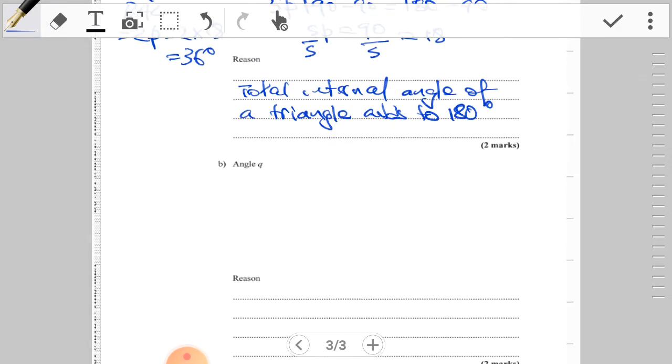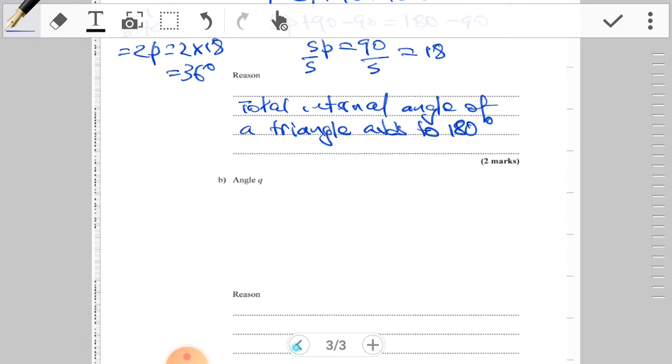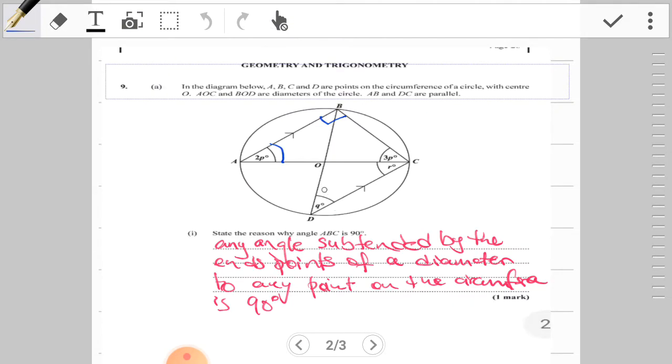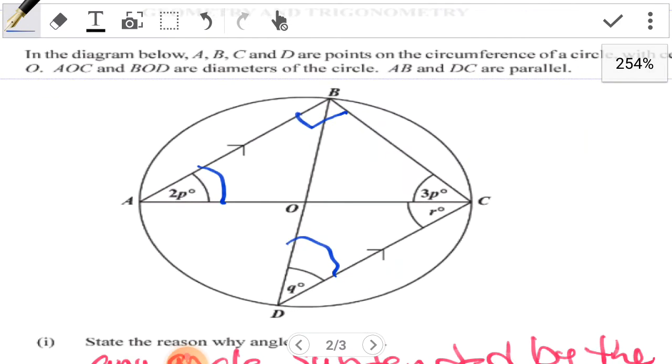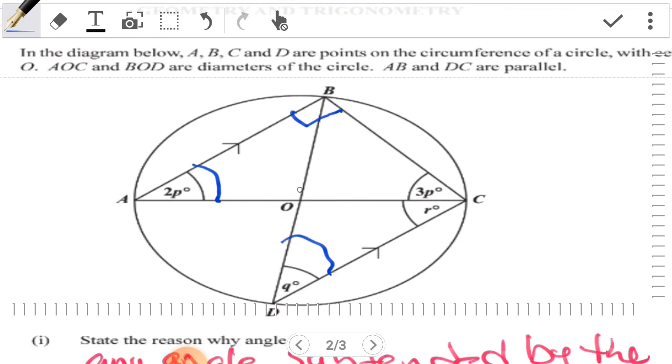Let's move on to the next question. And we want to find angle Q. So let us look back at this. Angle Q, that's what we want to work out. Now, if we look at angle Q here, we're looking at this angle here. One of the things that we notice, though, is that we're looking at angle in a semicircle here again.